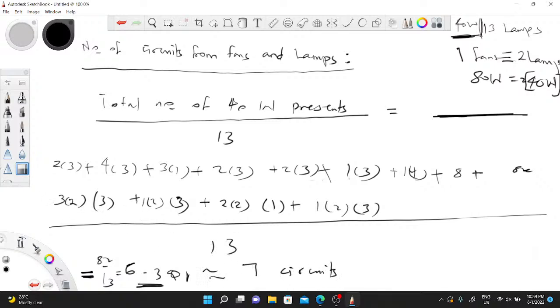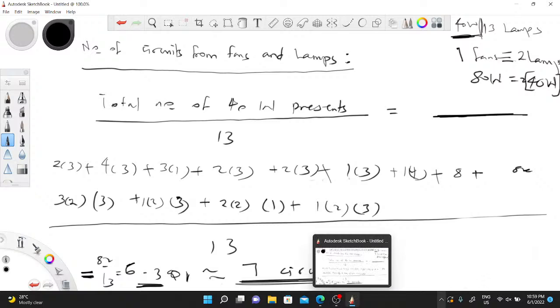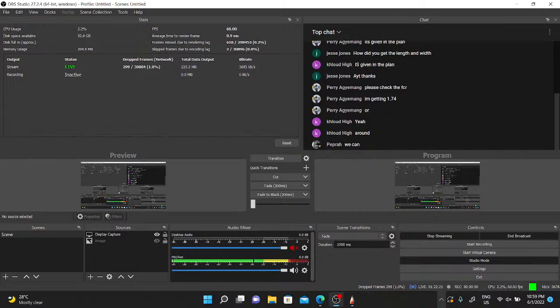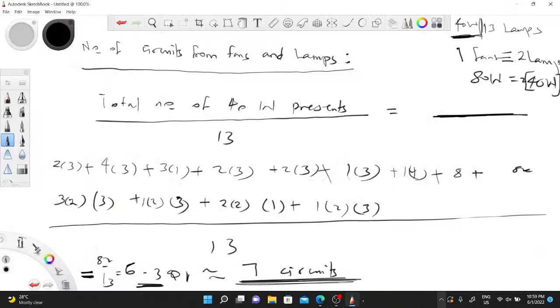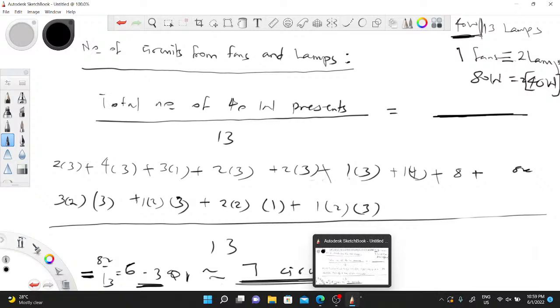So this is what we get. I can form 7 circuits of 1340 watts. I hope you've gotten it. If not, please rewatch this part of the video after the session. I'm sure you get it. It's nothing complex.